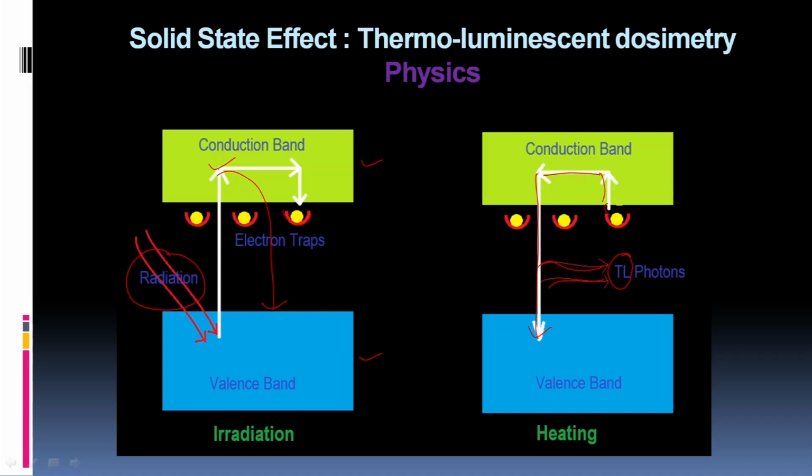So in this phenomenon we have explained the physics behind the thermoluminescence dosimeter. There is a valence band and a conduction band. After exposing to radiation, some electrons go to the conduction band. If the radiation is high, the number of electrons going to the conduction band is proportional to the radiation, the number of electrons trapped in the electron traps is directly proportional to the radiation, and the number of electrons coming down to the valence band while heating is directly proportional to the radiation, and the amount of TL photons is then proportional to the radiation.